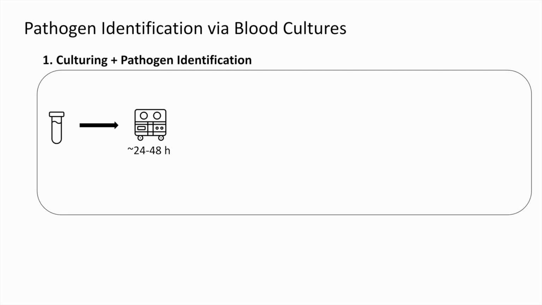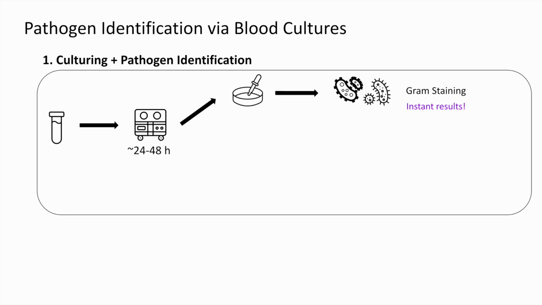If that broth tube becomes positive for growth, we know that some bacteria is present, but we're not sure about the identity of that organism yet, so we need to do further testing. We can plate a little bit on an agar plate and do some Gram staining techniques. And this will tell us whether we're dealing with a gram-positive or a gram-negative bacterium, and if they're cocci or bacilli, and this gives us instant results.